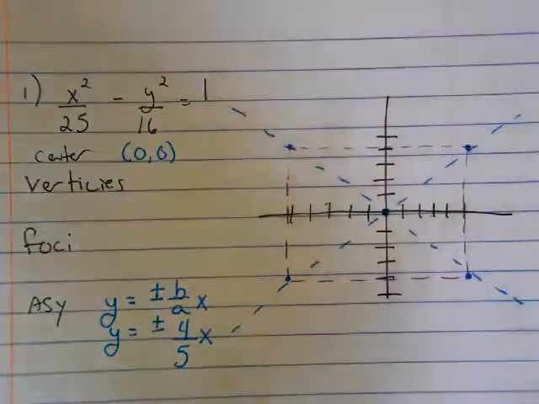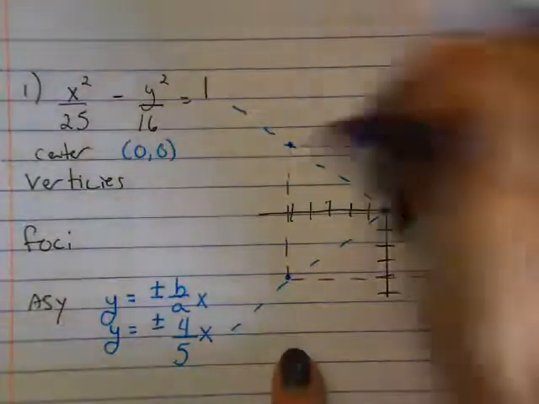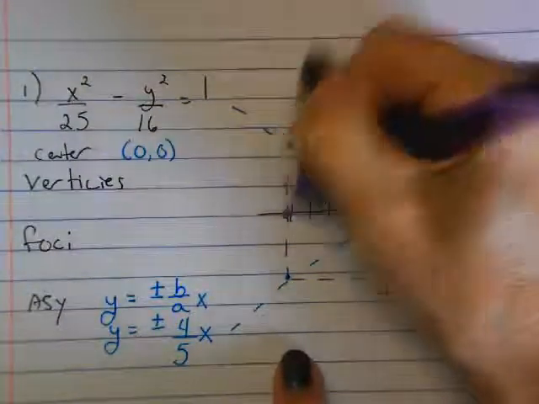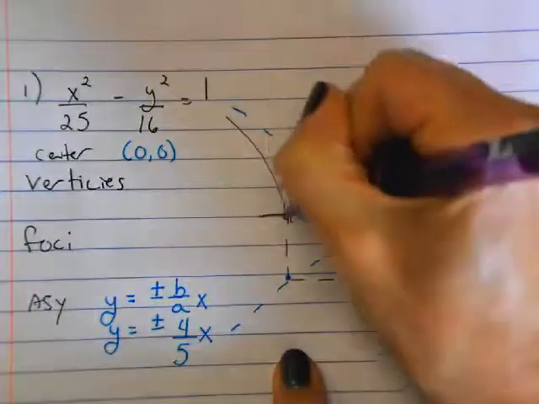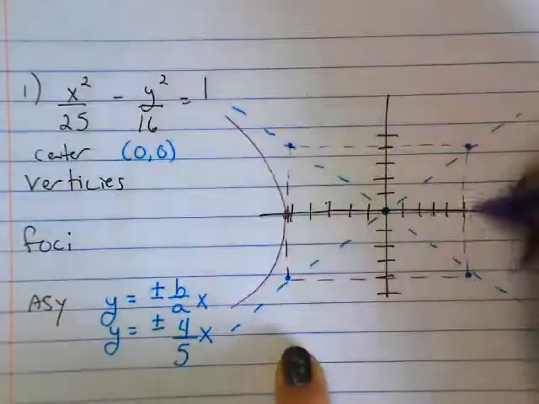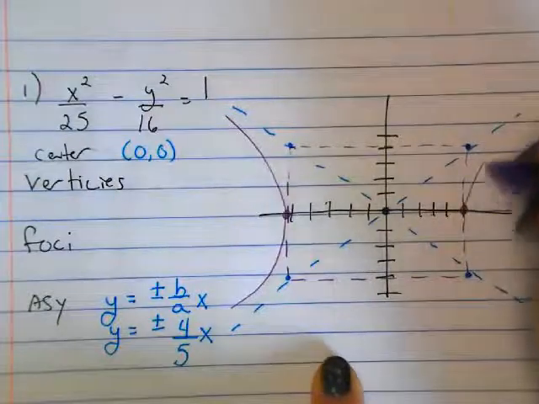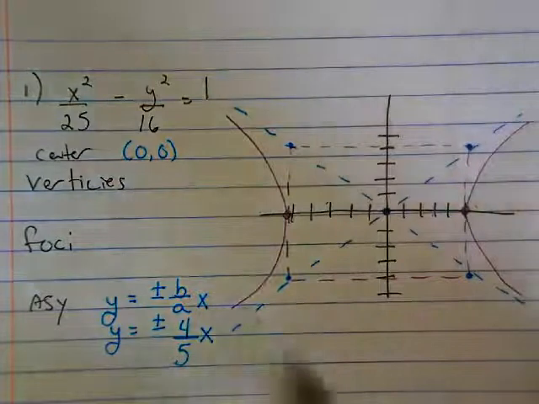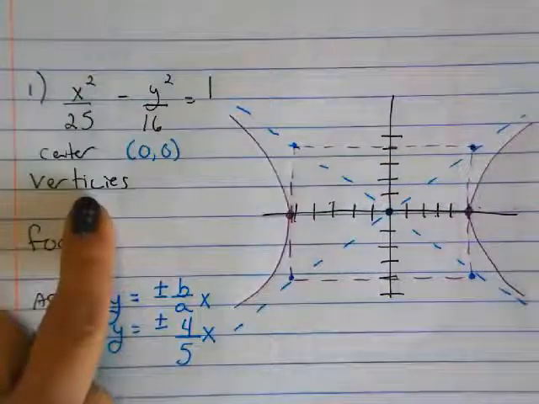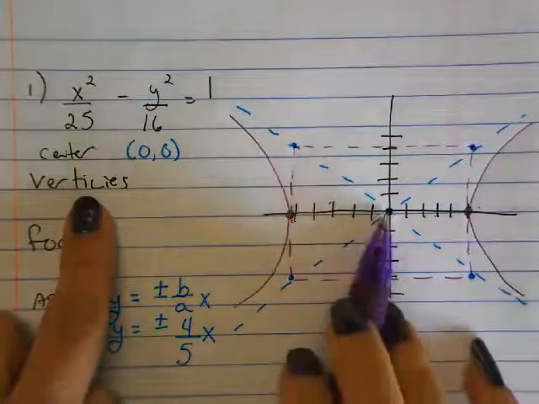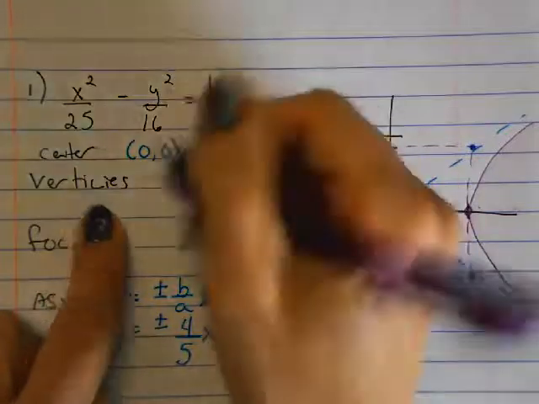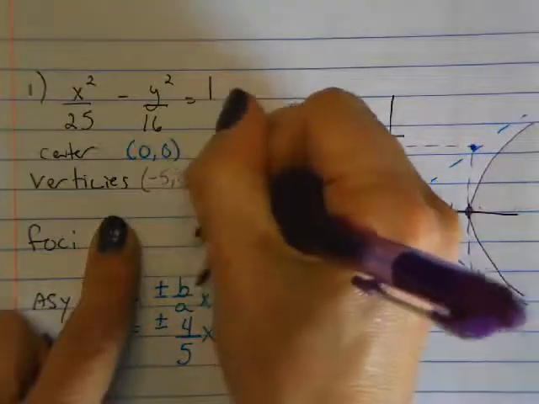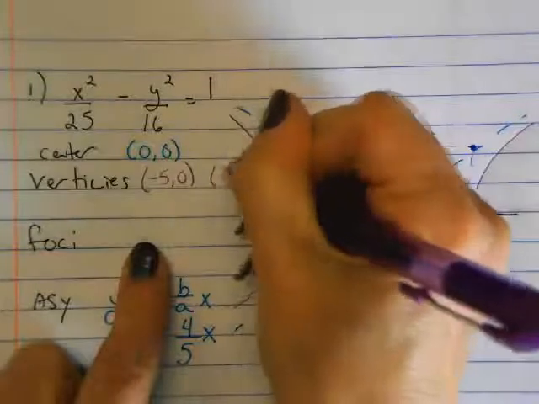Alright. So now what I know is that my hyperbola is going to do this and here. So now I automatically know the vertices. So the vertices are at negative 5, 0, and 5, 0.